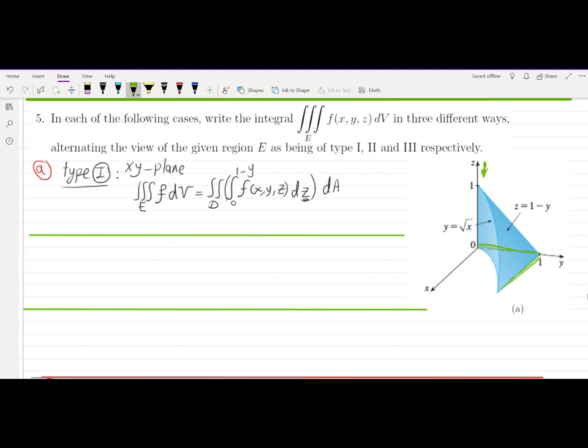It will be this green area, which describes the projection of the solid on the xy plane. Let's do it.